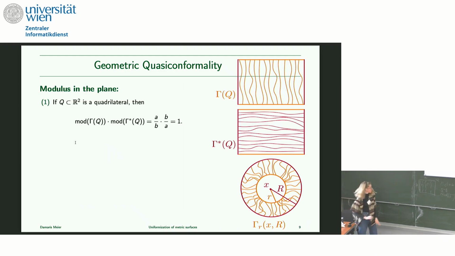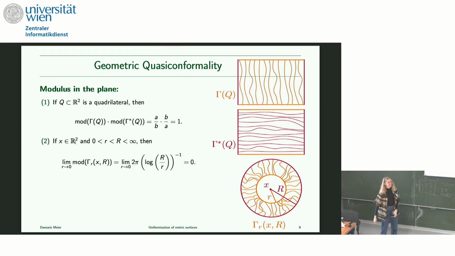So one thing I want to observe is the following. Here, we've said that the modulus of the curve family connecting the horizontal sides is A over B. If we multiply it by the dual modulus, the modulus of the curve family connecting the vertical sides, then we just get 1. It's A over B times B over A, which is just 1. So that's one observation. This holds for every rectangle in the plane.